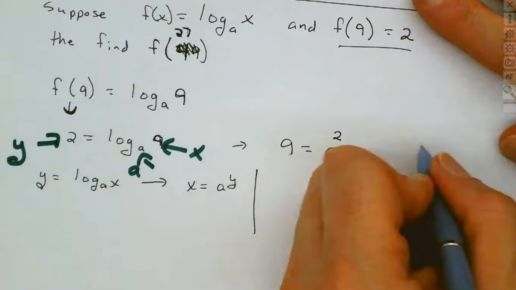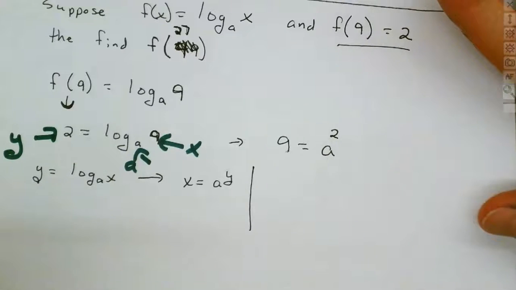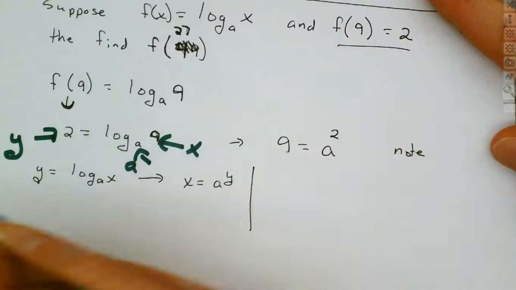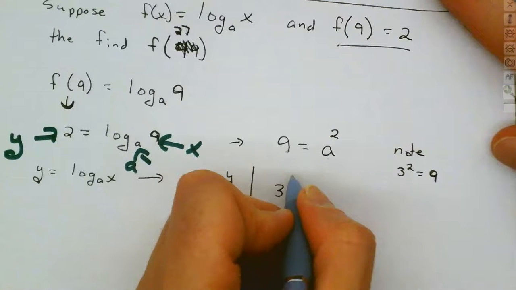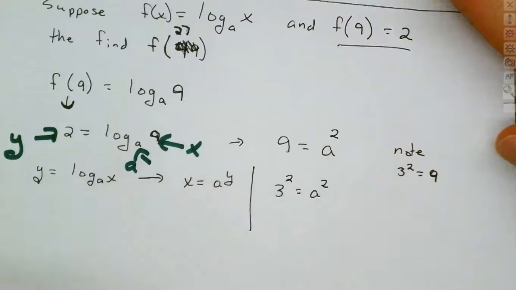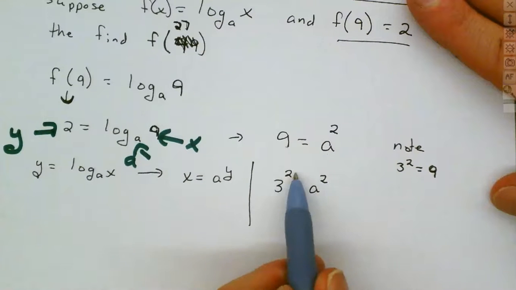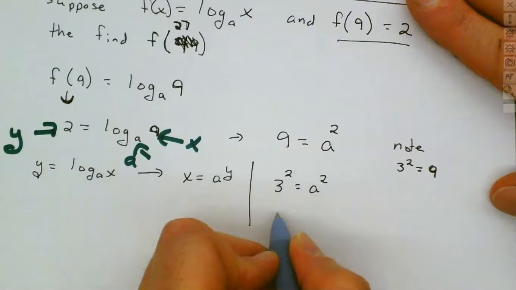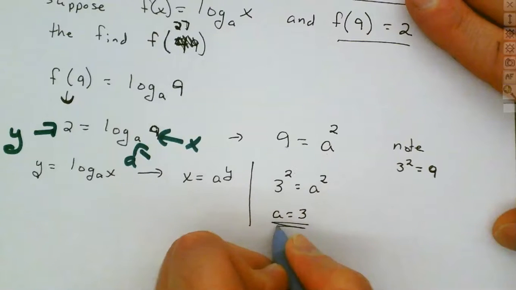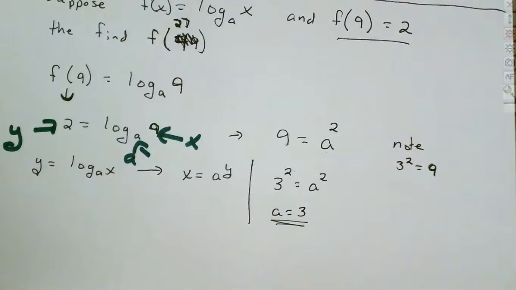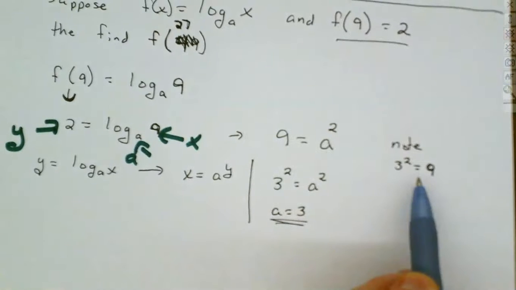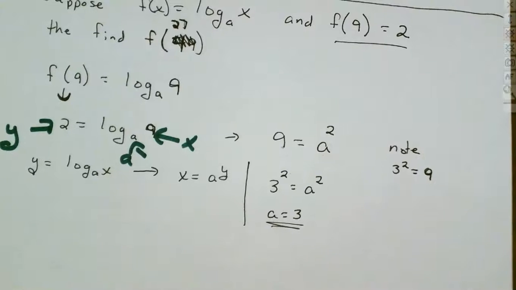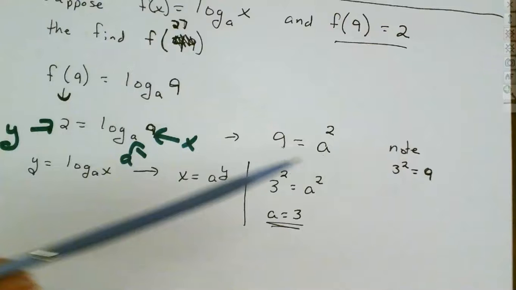Well, there's two ways of doing it. You either take the square root or know that 3 squared is 9. So you could convert this into 3 squared equals a squared. And if the exponents are the same, then the bases must be the same. So a must equal 3. You could have also gotten that by using the square root, because the square root of 9 is 3. You can either rewrite it, or you can just simply use the square root property.